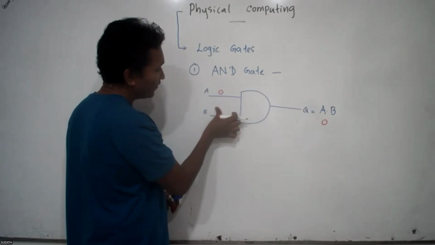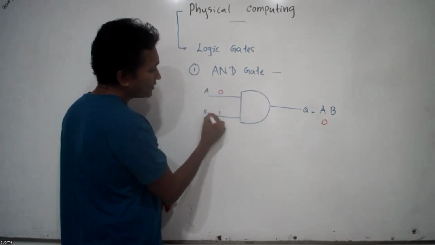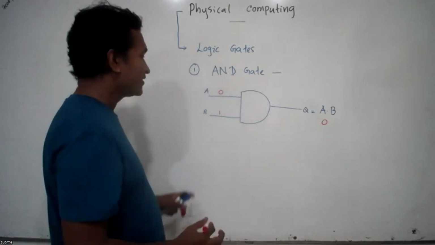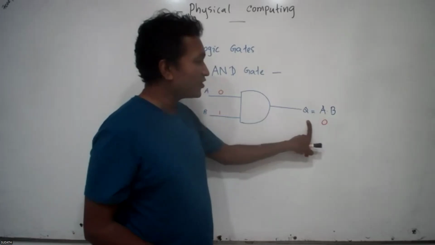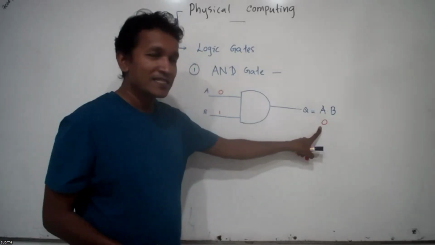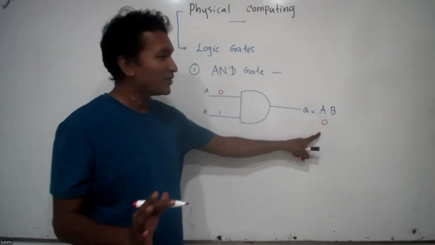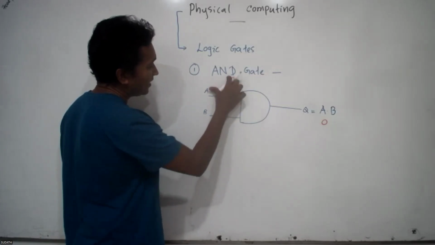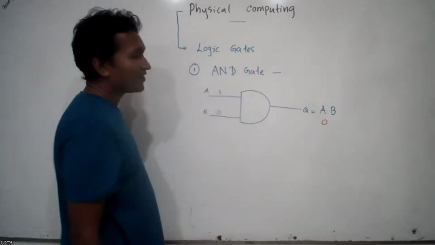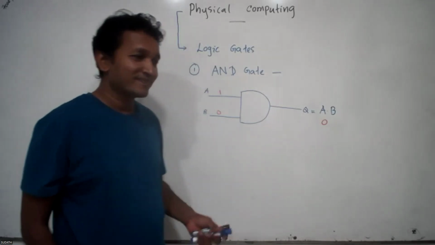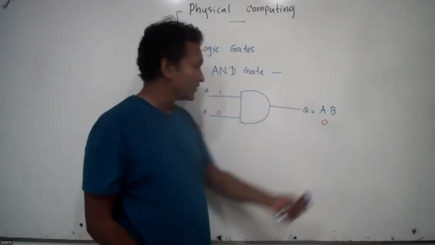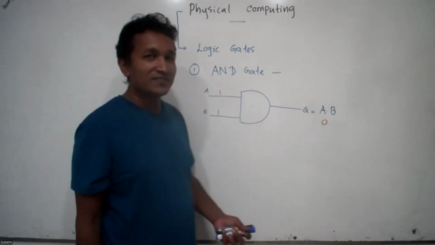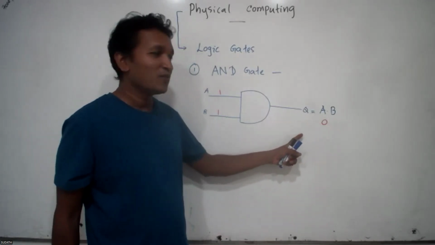When this is 0 and B is 1, so the signal is coming in one and not in the other, what is the output? Zero. Again 0. Let's say this is 0 and this is 1. What will be the output? Zero. Yes, again 0. This is 1 and this is 1. Both are 1s. What will be the output? One. Yes.